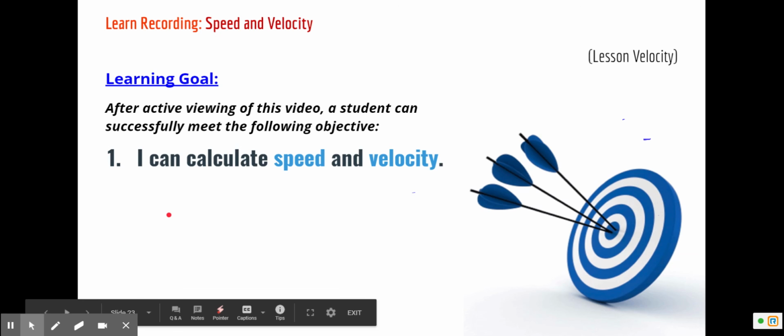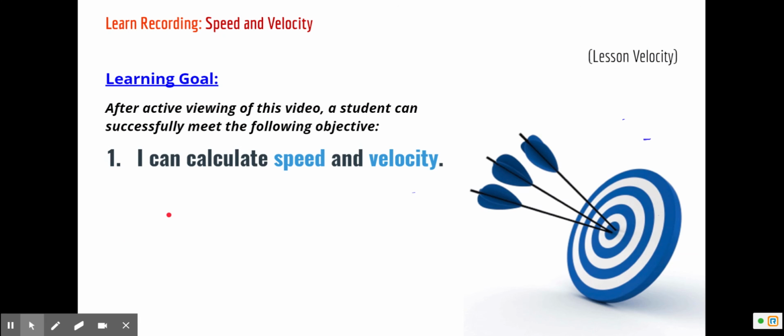After viewing this video, a student can successfully meet the following objective. I can calculate speed and velocity. Can you reach this learning goal? I hope so.